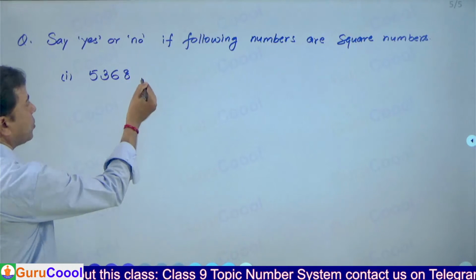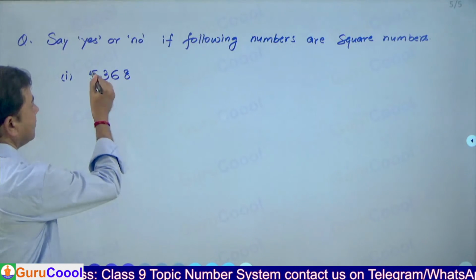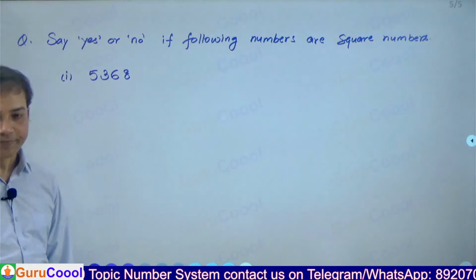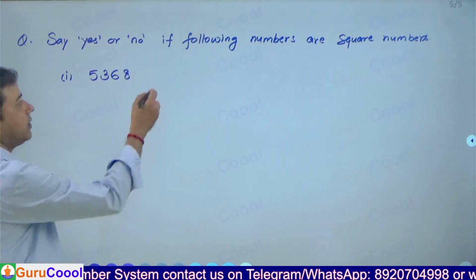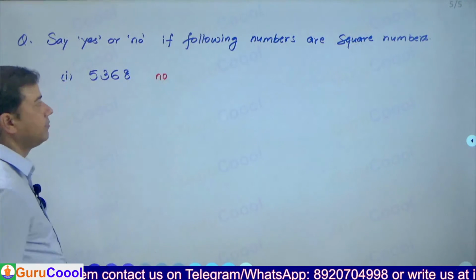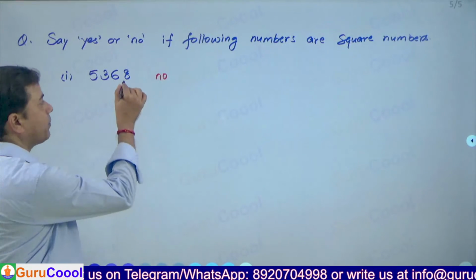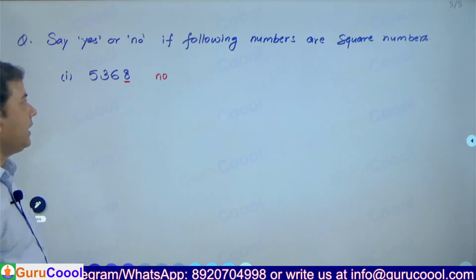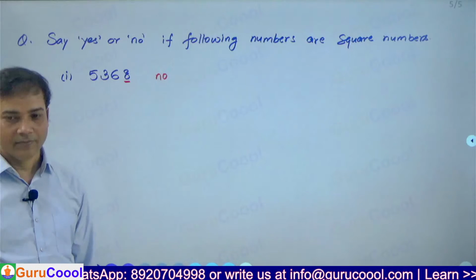5,368. Yes or no? Quick, quick, quick. No, sir. Okay, very good. It's no, because of one's place being 8, right? Yes, sir.